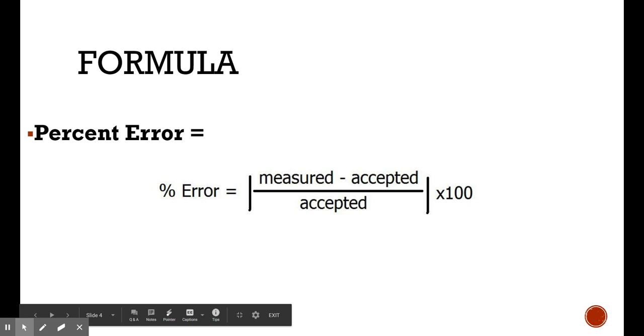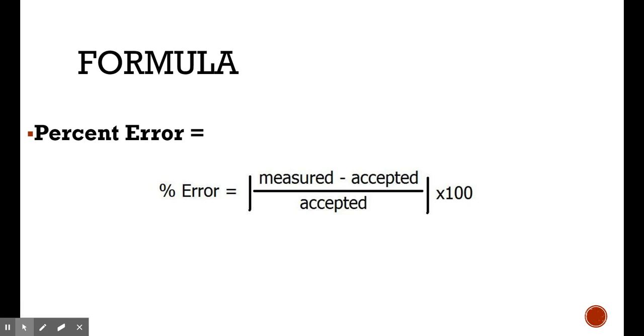Here's our formula for percent error. Percent error equals the absolute value of measured minus accepted divided by accepted times 100.